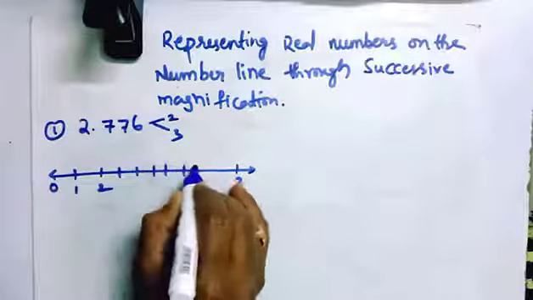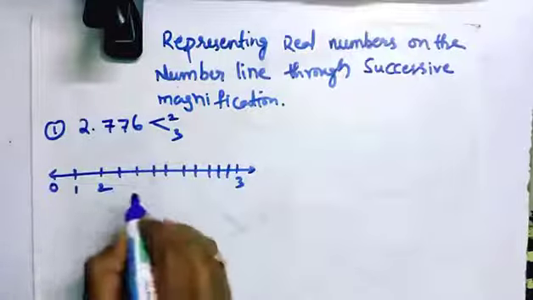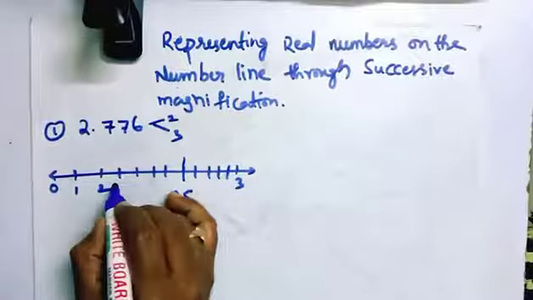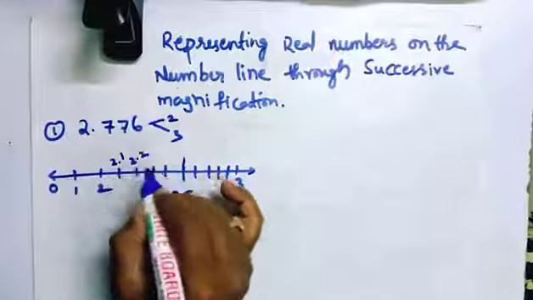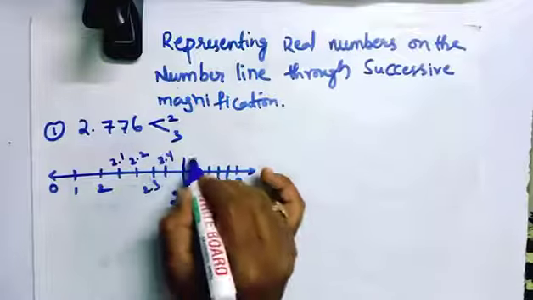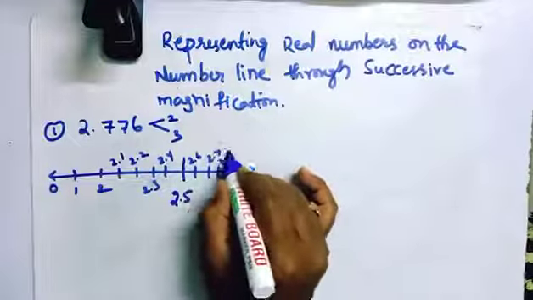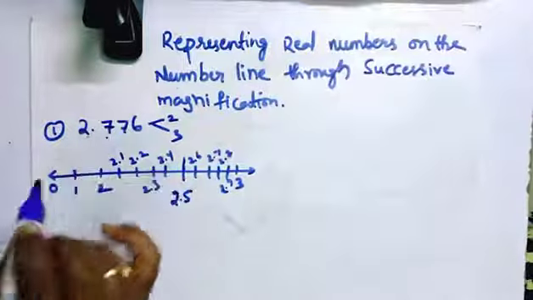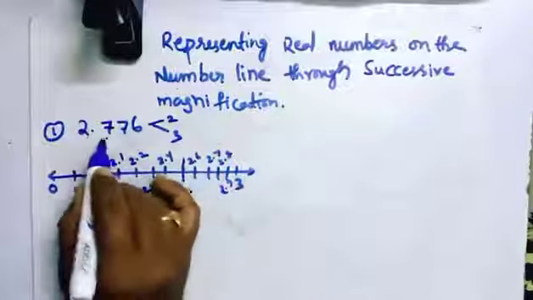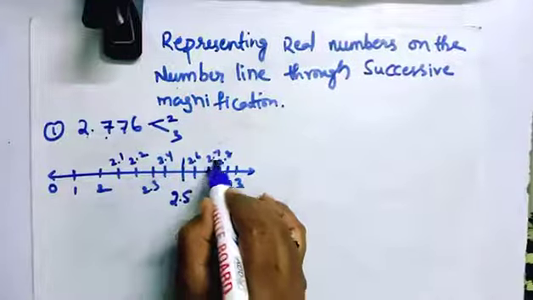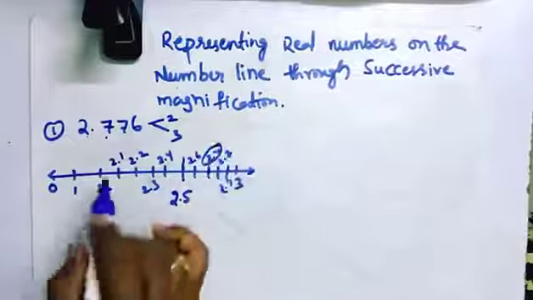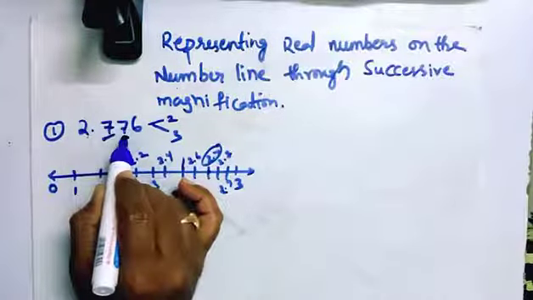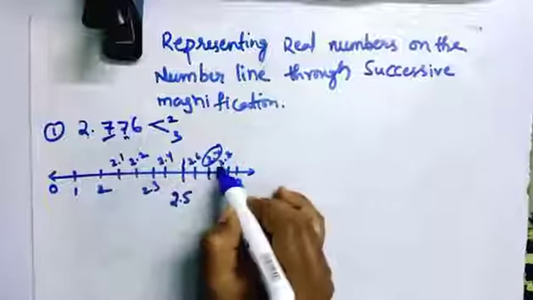2, 3, 4, 5, 6, 7, 8, 9, 10. So 1, 2, 3, 4, 5. This is indicating 2.5. So this is 2.1, 2.2, 2.3, 2.4, 2.5, 2.6, 2.7, 2.8, 2.9 and 3. So now look here. Where will we get 2.7? Here, so this is 2.7. We are focusing on 2.7, and after 2.7 there is one more 7. So this will come between 2.7 and 2.8.